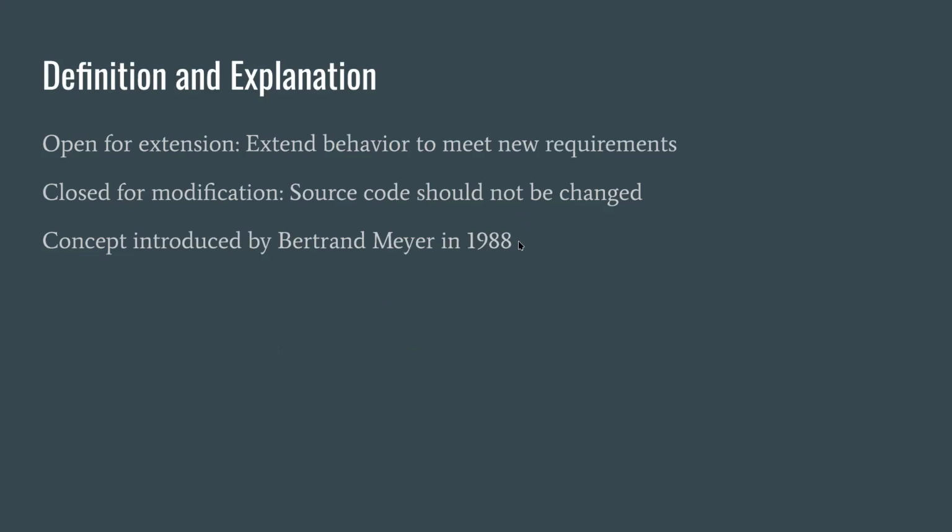Definition and explanation. So this principle states that software entities such as classes, modules, and functions should be open for extension, but closed for modification. So this means that the behavior of a module can be extended to meet new requirements, but the source code of the module should not be changed.